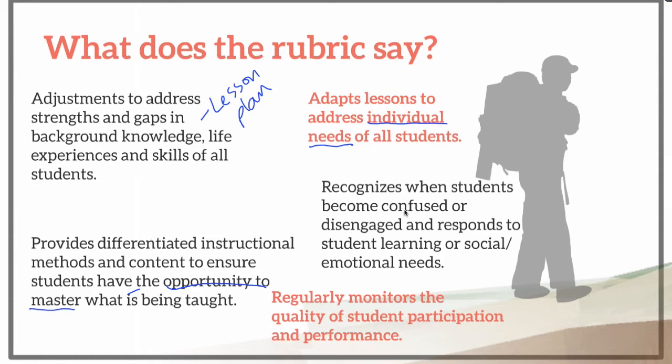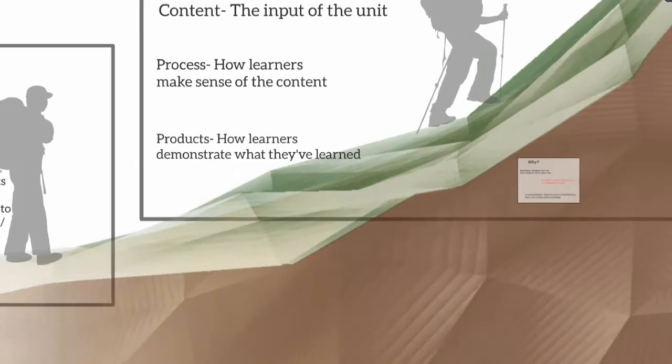Another part is recognizing when students become confused or disengaged and then responding to their needs whenever you see that they're confused or disengaged. What can you do to maybe deliver the content differently, have them process differently, where they can show you that they understand the material? And then also regularly monitoring the quality of student participation and performance. This is really going to come in when you circulate during those student-centered lessons.